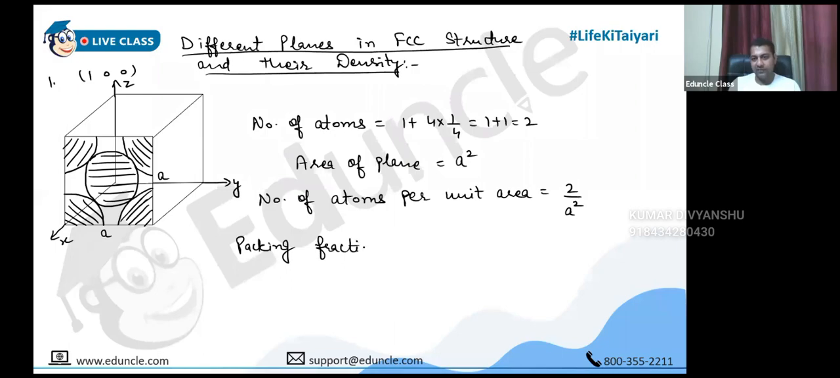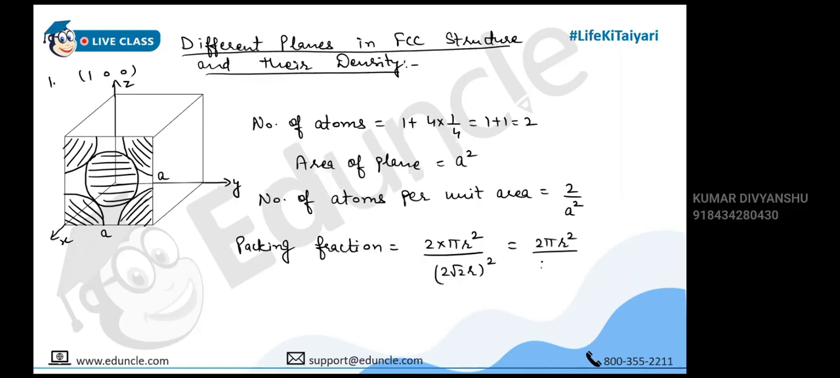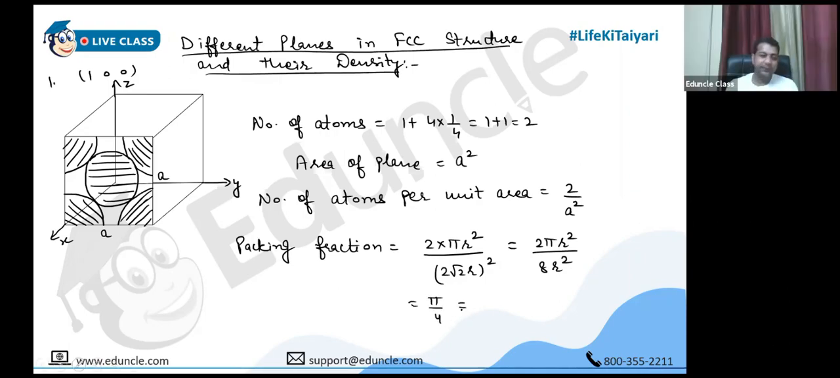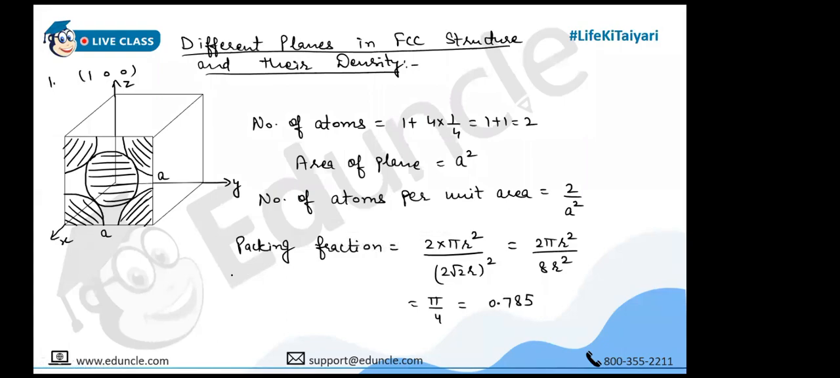What about packing fraction? Let us see who is able to calculate the packing fraction. Anyone? Now there are 2 atoms, na? So area occupied by the atoms will be, and area of the plane is A square, and in FCC A is 2 root 2r. Yes, sir. Again pi by 4. Similar to simple cubic, we also get the same value. What was this value? 0.785. So please check, everyone.